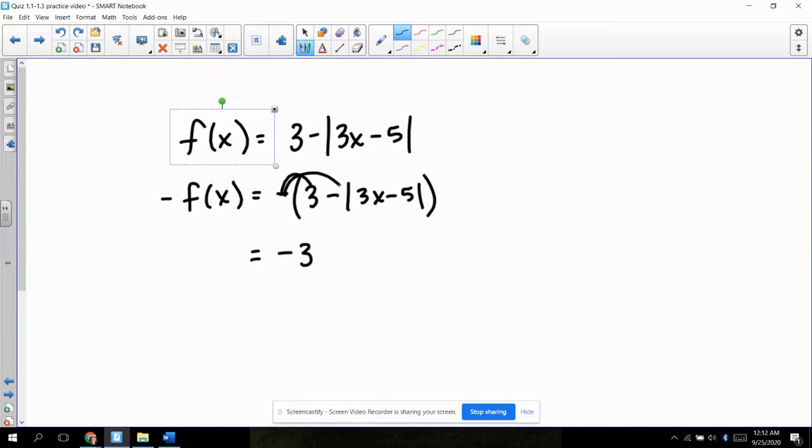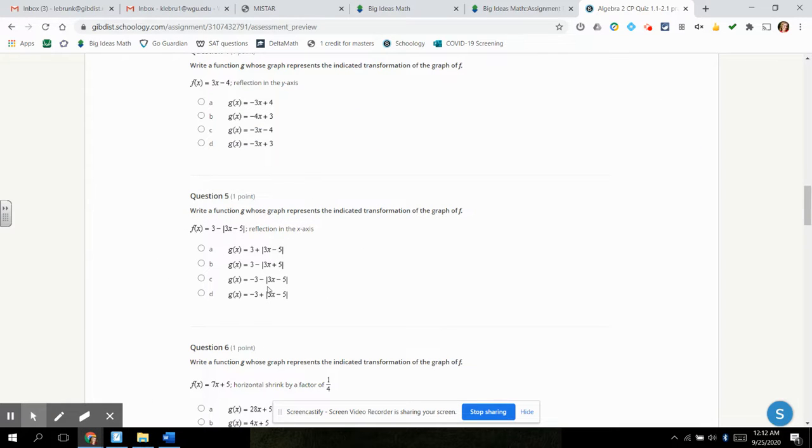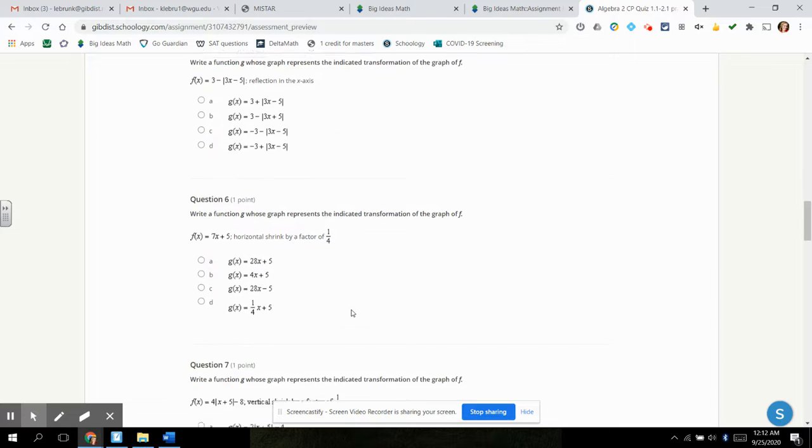Now remember, I cannot put the negatives in here. I can only distribute it to the sign in front. So when I send this negative to this negative, it's actually going to become now a positive absolute value stuff. So -3 plus absolute value of 3x minus 5. D would be the correct answer for number 5.